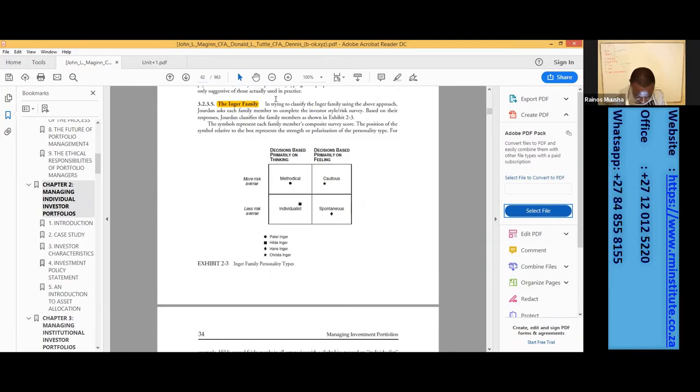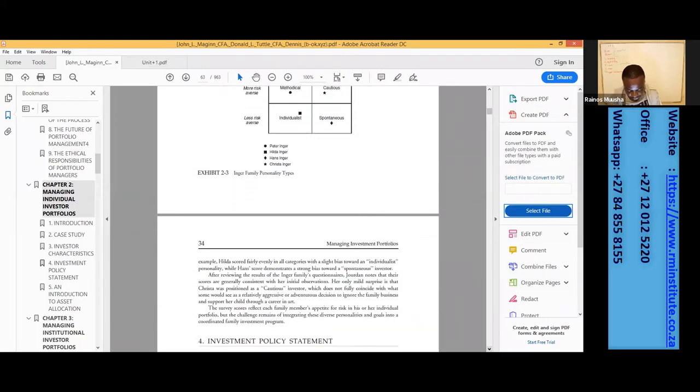So they give us the description of the Inca family to see exactly which risk category they fall under when it comes to those four personality types as well. We said Peter falls under the methodical investor, Hilda falls under the individualist type of investor, Hans falls as a spontaneous type of investor, and Krista would be categorized as a cautious type of investor as well. Are there any questions?